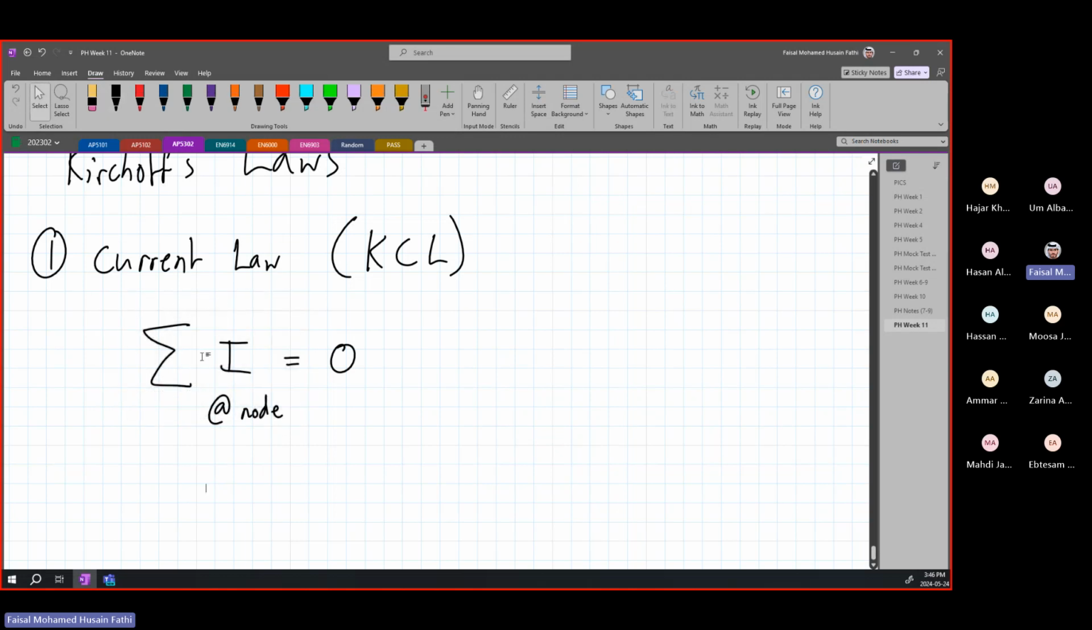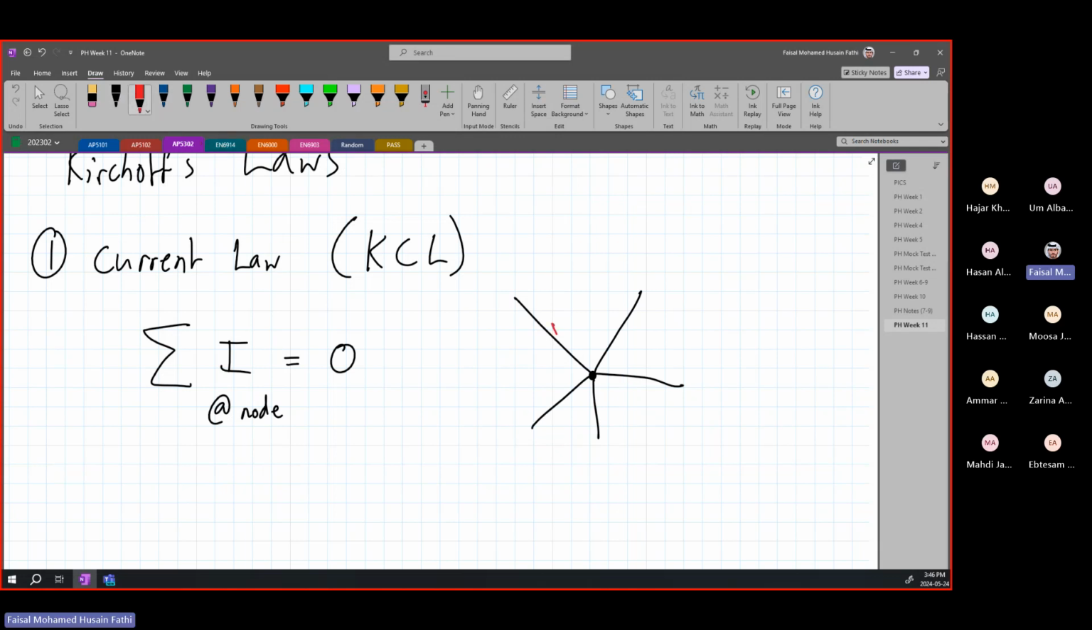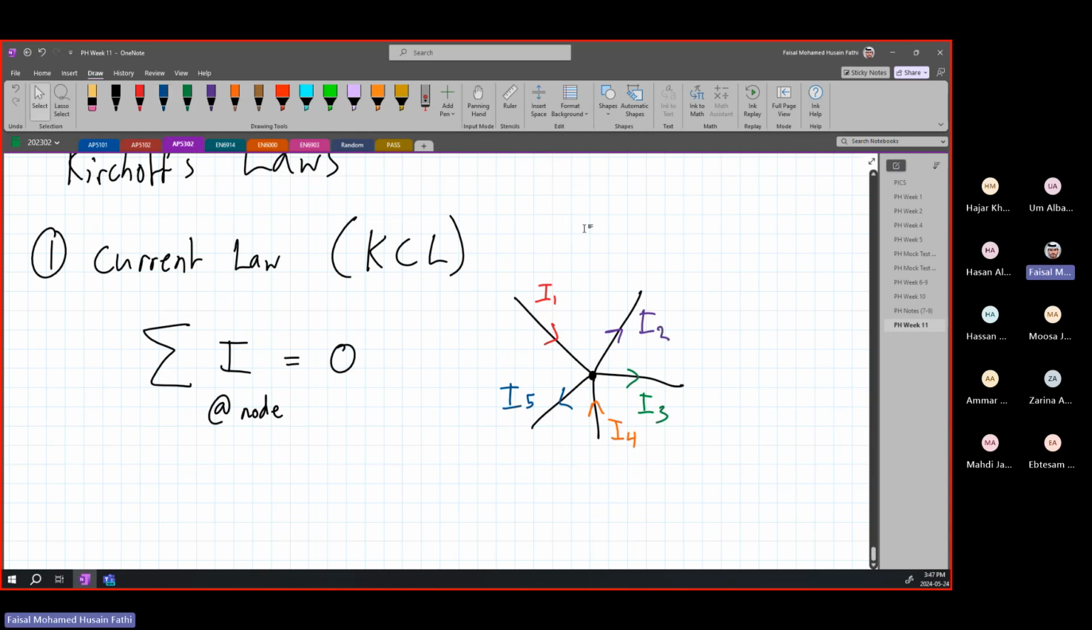Remember, when you see summation, it means you're just adding everything at that point. Okay? So what does this exactly mean? Let's say we have wires over here, all connected to this one point. Okay? And let's say we have a current over here, I1, a current over here, I2, it's going outside, another current here, I3, also going outside, another current, I4, going inside, and a current, I5, that is going outside. Okay? So we have these 5 currents.